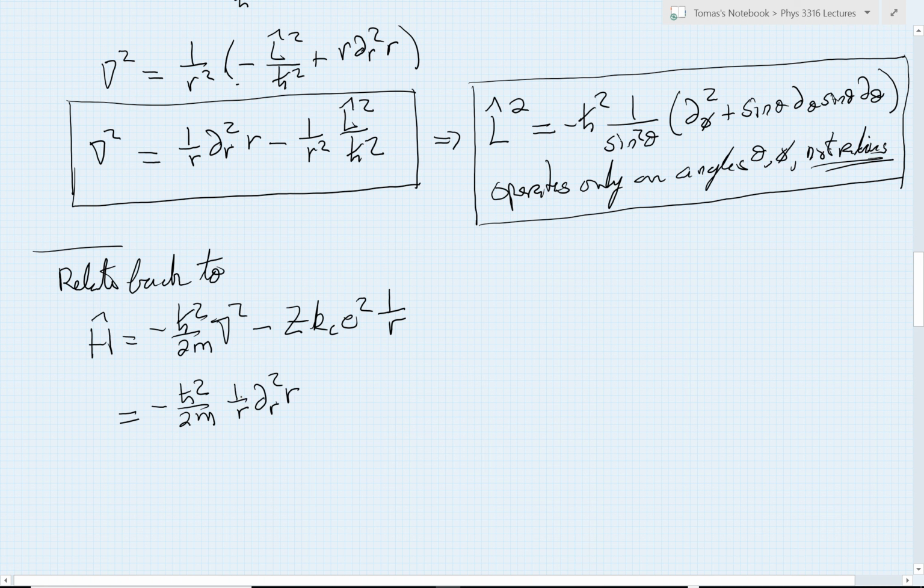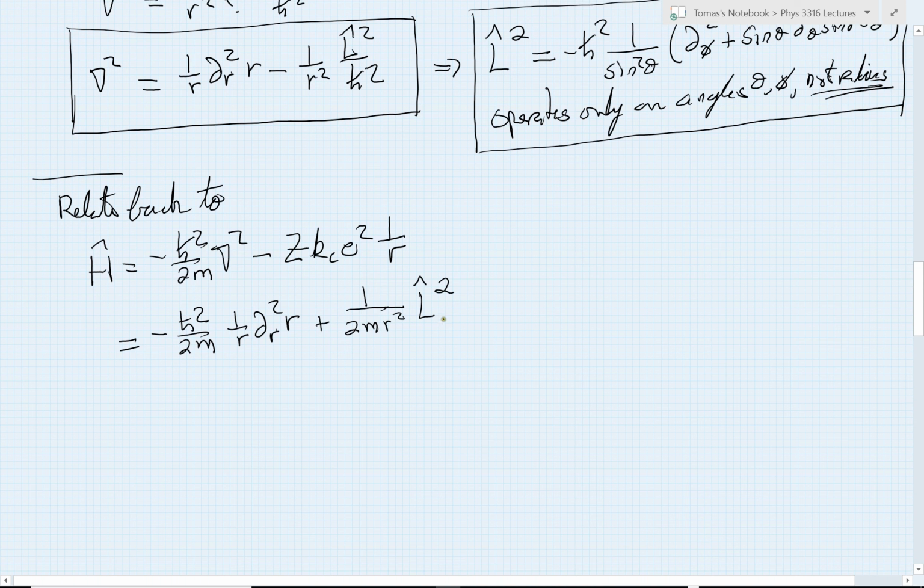Okay, now we also have to put minus h bar squared on 2m multiplying these pieces. The h bar squares will cancel out nicely. The minus signs cancel out nicely. So I'm left with plus 1 over 2m r squared times the angular momentum operator squared. And remember, this only acts on thetas and phis. So I could write a little subscript to remind us that this acts on thetas and phis only. And, of course, let's not forget we need our potential, minus Coulomb's constant, e squared times 1 over r.